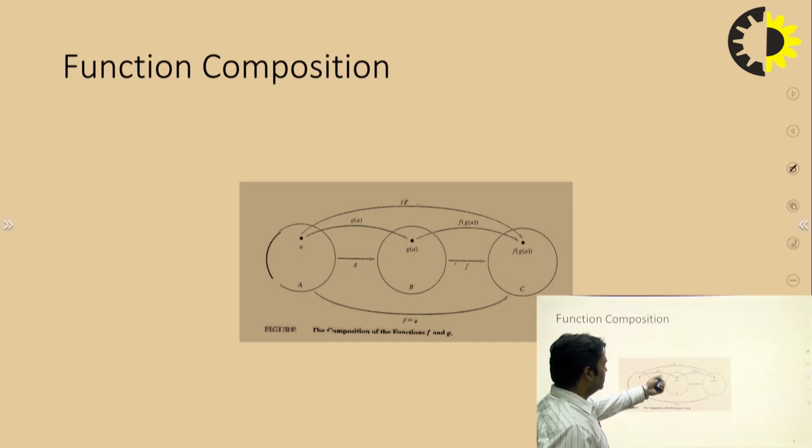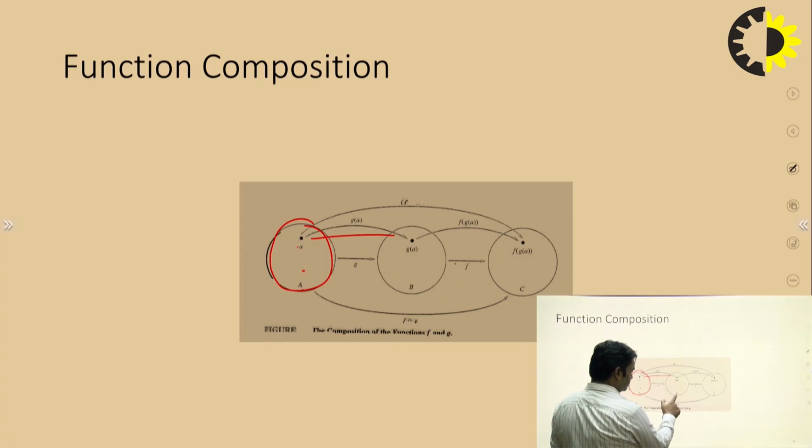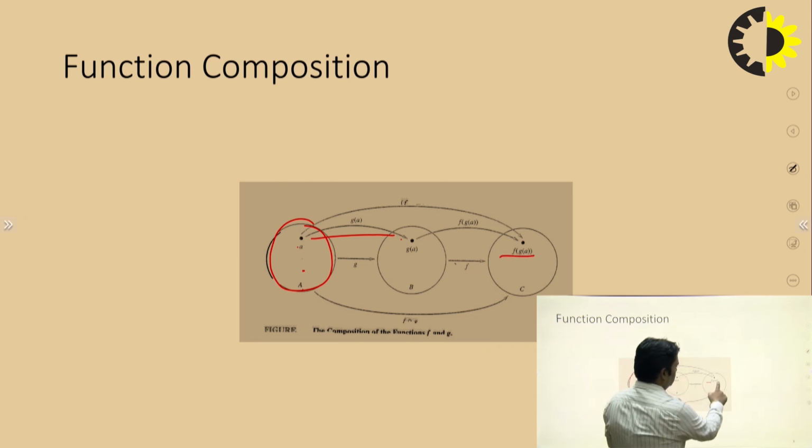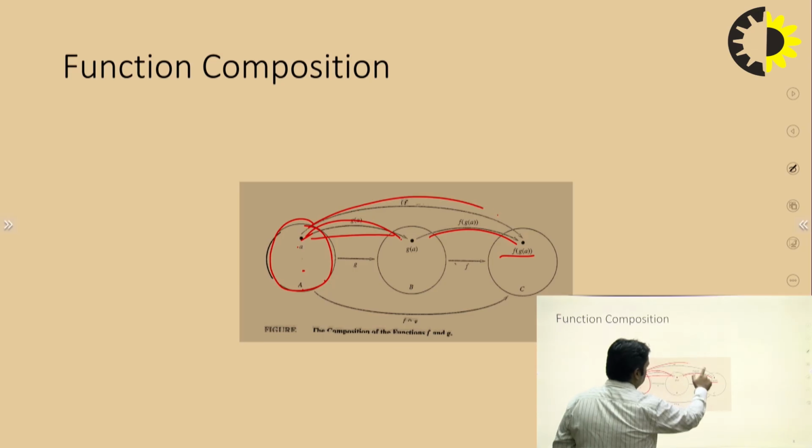So function composition is represented here. This is set A, whose element is represented here as a, and this is set B whose element is g(a), because this relation is g(a), and f(g(a)) is in C. So here if we simply say that this is f, this is g, then this one is the relation f∘g.